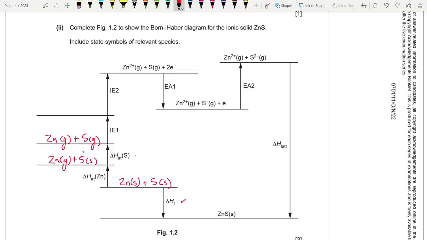After the first ionization energy, we end up with zinc plus gas, and an electron will be released, and we still have sulfur gas. After the second ionization energy, we end up with zinc 2 plus gas plus 2 moles of electrons plus sulfur gas. So this is our starting condition. After atomization of zinc, we end up with zinc gas from solid. After atomization of sulfur, I actually misread this the first time, we end up with zinc gas plus sulfur gas, and then you know the drill. After first ionization energy, we end up with Zn plus, and after second IE, we end up with Zn2 plus. So that's all.